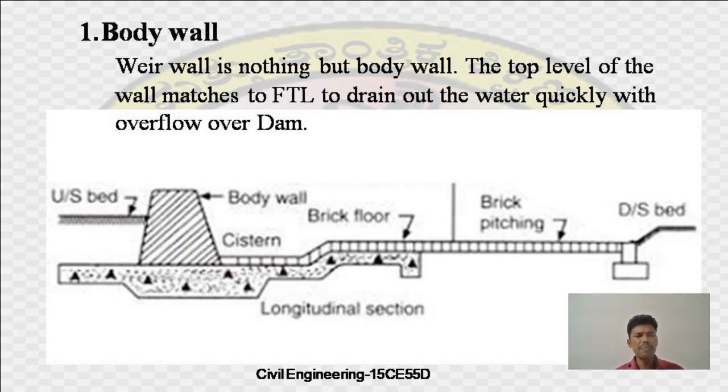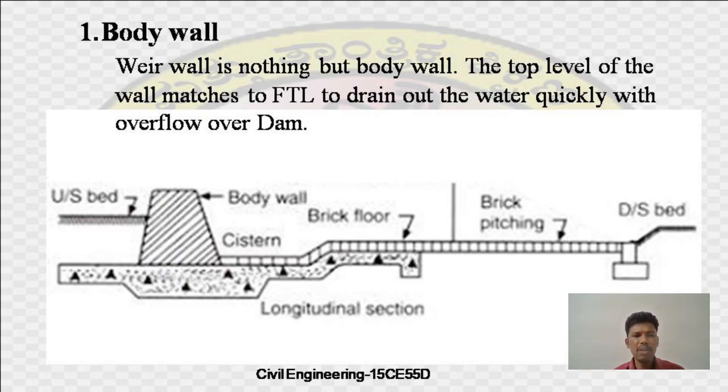Then coming to parts or components of the weir. The first one is the body wall. In the figure we have shown the body wall. This is the body wall. It is usually trapezoidal in section. The body wall is also known as the length of the weir.